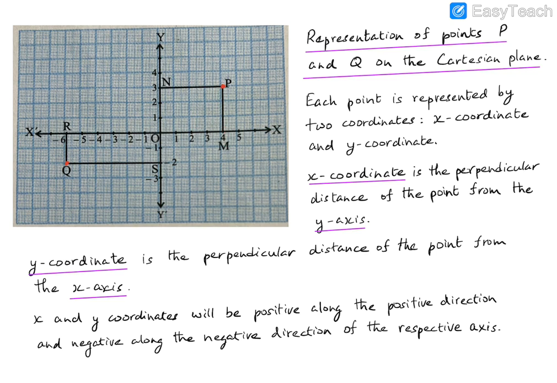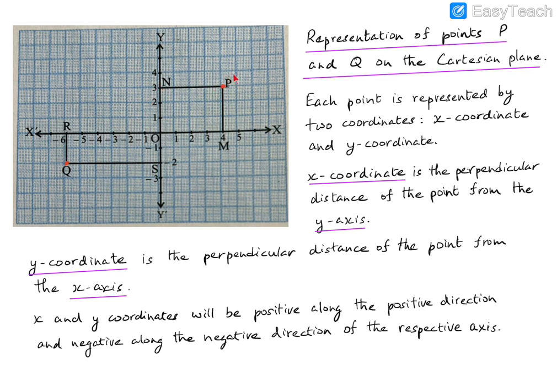Similarly, the y coordinate is the perpendicular distance of the point from the x-axis. So the distance of the point from the x-axis is this particular line, which is PM, that is equal to ON. But ON is basically giving us the intercept or the intersection of the perpendicular line from the point P to the y-axis. So if we extend a line from the point P to the y-axis, perpendicular to the y-axis, that line meets the y-axis at this number 3 on the vertical number line. So we say that this 3 is the y coordinate of the point P.